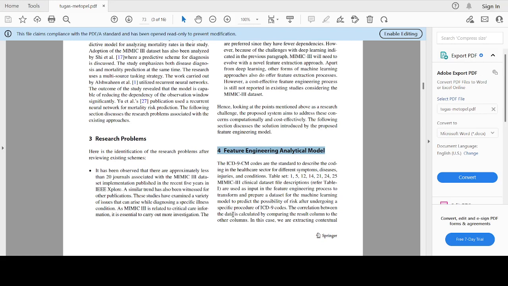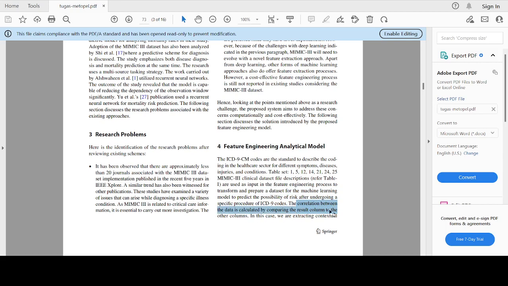The ICD-9 codes are the standard to describe the coding in the healthcare sector for different symptoms, diseases, injuries, and conditions. Tables 1, 5, 12, and so on, Mimic 3 clinical dataset file description. Review table 1 is used as input. Okay, so this is describing the input in the feature engineering process to transform and prepare a dataset for the machine learning model to predict the possibility of risk after undergoing a specific procedure of ICD-9 codes.